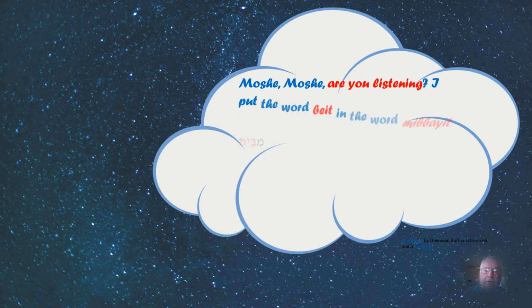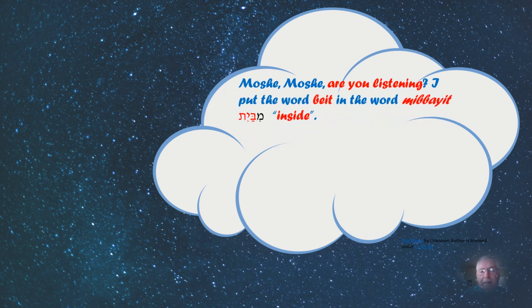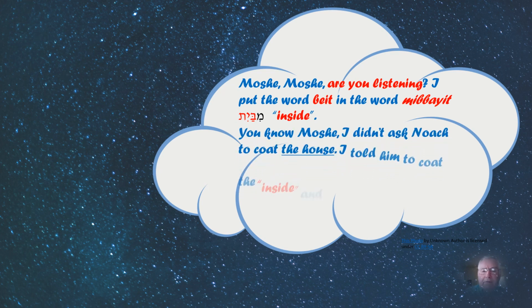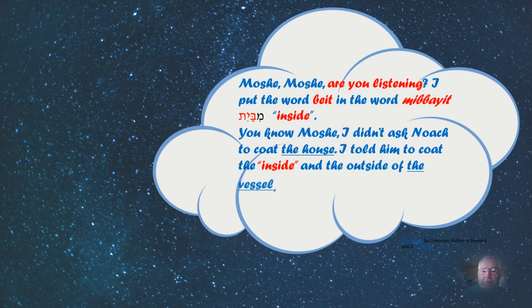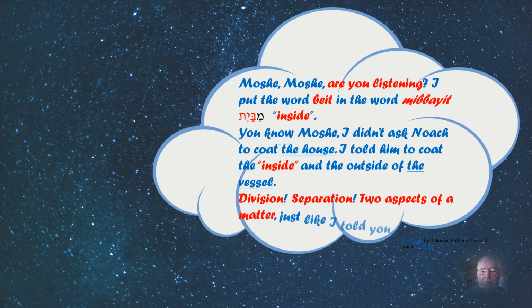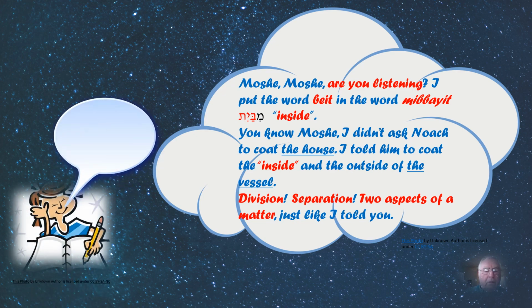Moshe, are you listening? I put the word bait in the word mibait, inside. You know, Moshe, I didn't ask Noah to paint or to coat the house. I told him to coat the inside and the outside of the vessel. Division, separation, two aspects of a matter, just like I told you. That's a big wow.